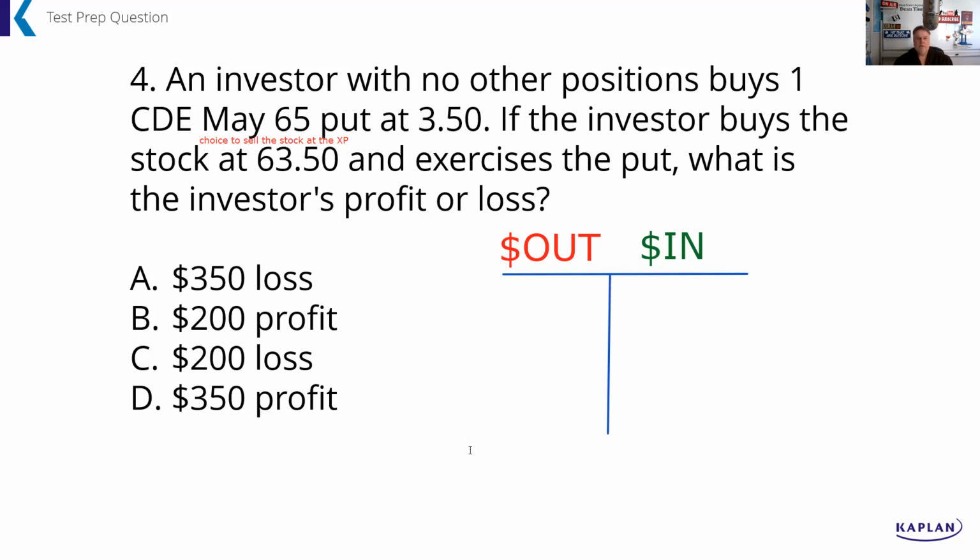And so we're going to have a choice to sell the stock at the strike price, and that's going to cost us 3.5 points. So I'm going to put that in here. Again, I'm not going to put 350 because I believe in doing things on a per share basis. If the investor buys the stock at 63.5, is that dollars out or dollars in? That is going to be dollars out as well.